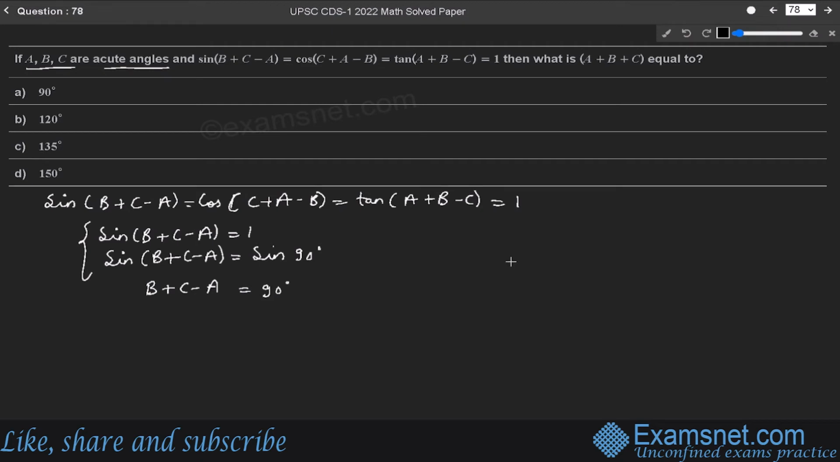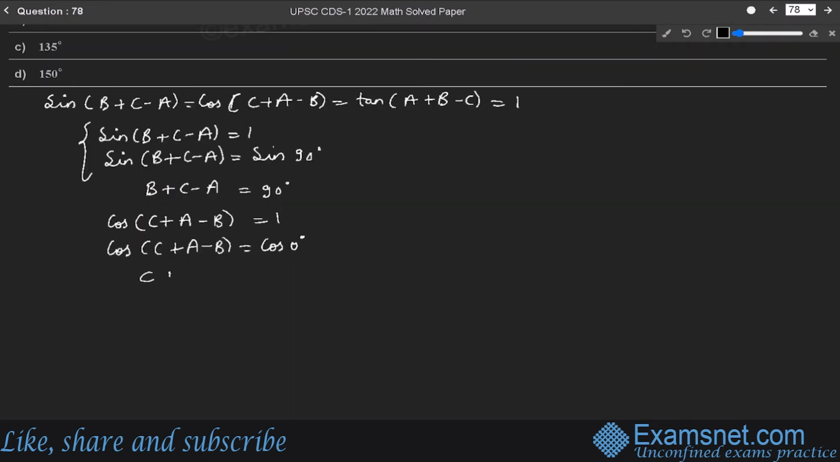Now, let us see the second part, which is cos(C + A − B). It is also equal to 1. So it can be written as cos(C + A − B) equals cos 0, because we know that cos 0 is 1. See, we are just replacing the values here. So from here we get C + A − B equals 0. Let this be equation number 1 and let this be equation number 2. So now we have two values.